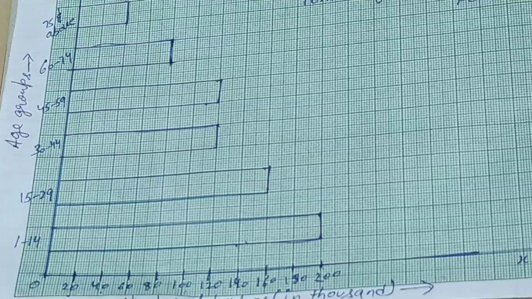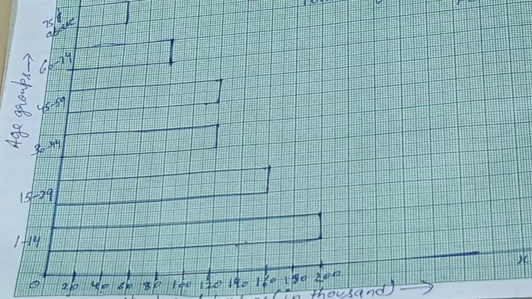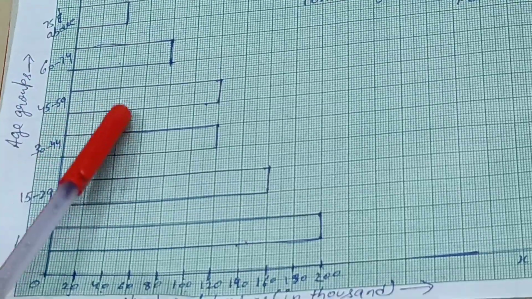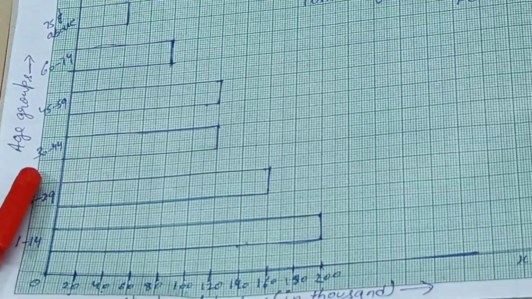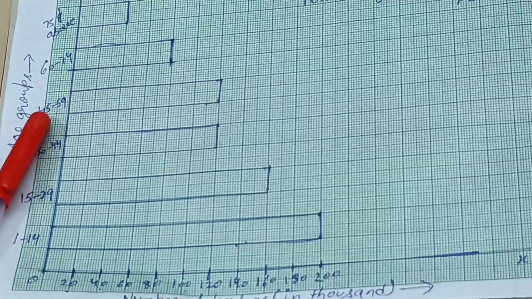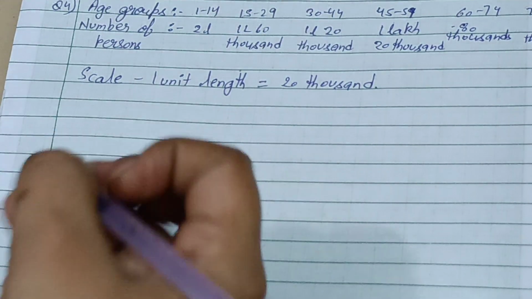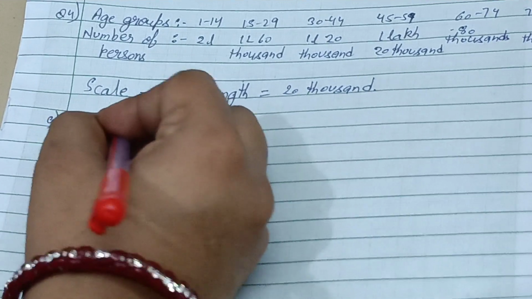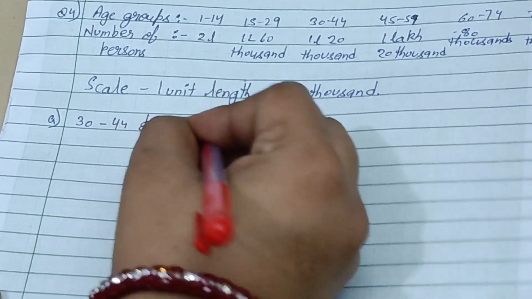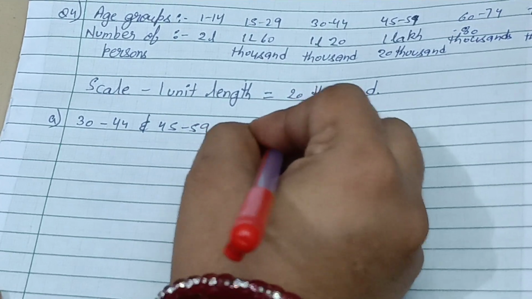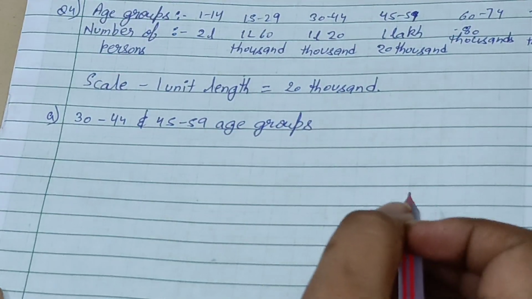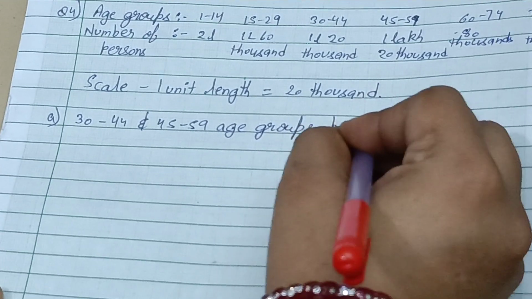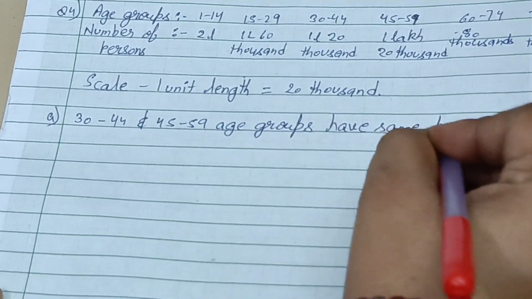Now they are asking two questions. First is, which two age groups have same population? That means which two age groups are having same length of bar. So we can see these two bars are having same length and the age groups are 30 to 44 and 45 to 59. So how we will write our answer? We will write our answer as 30 to 44 and 45 to 59 age groups have same population.